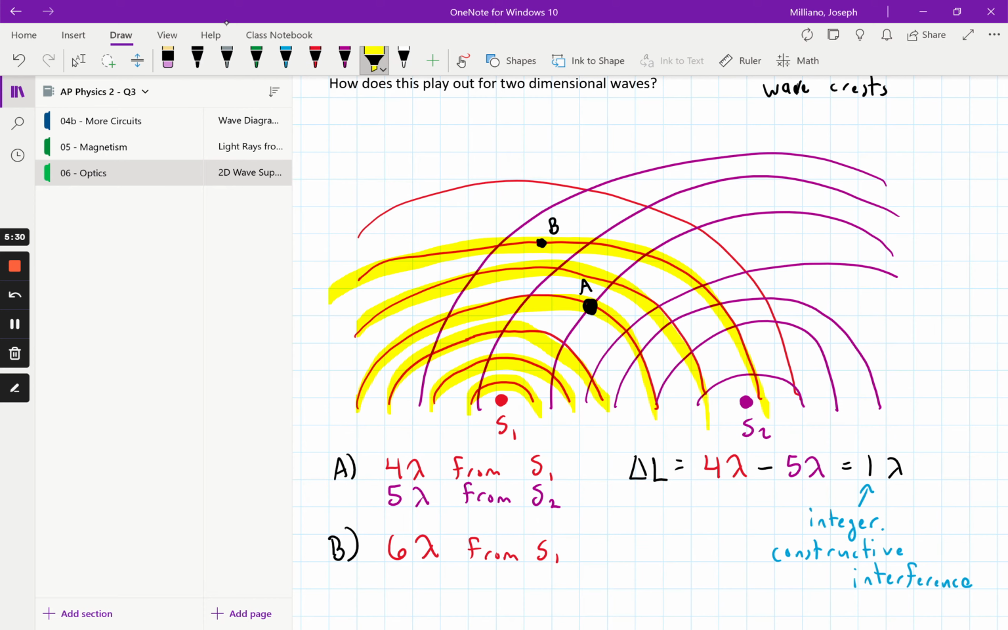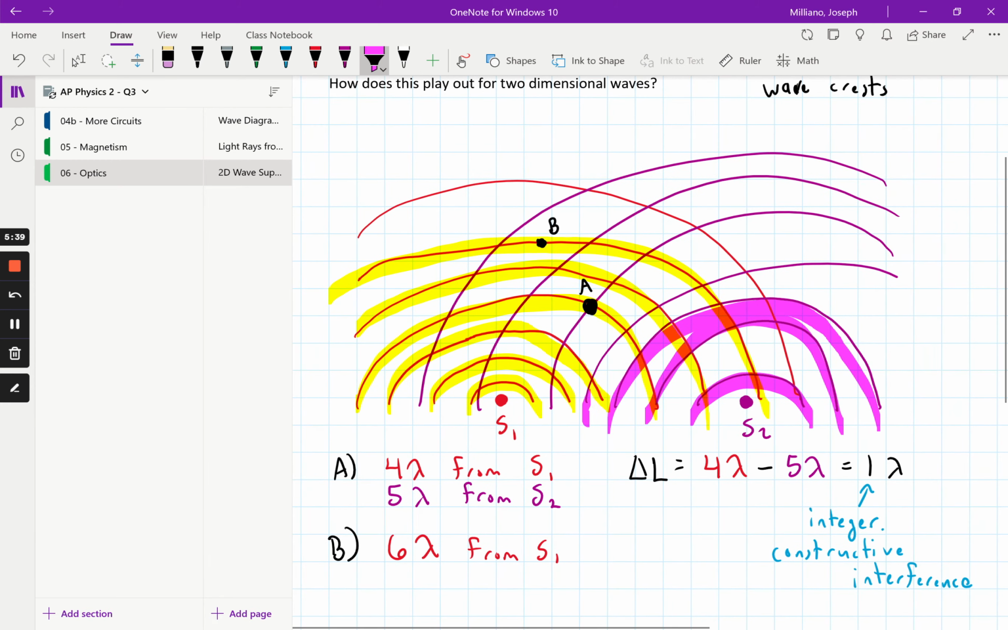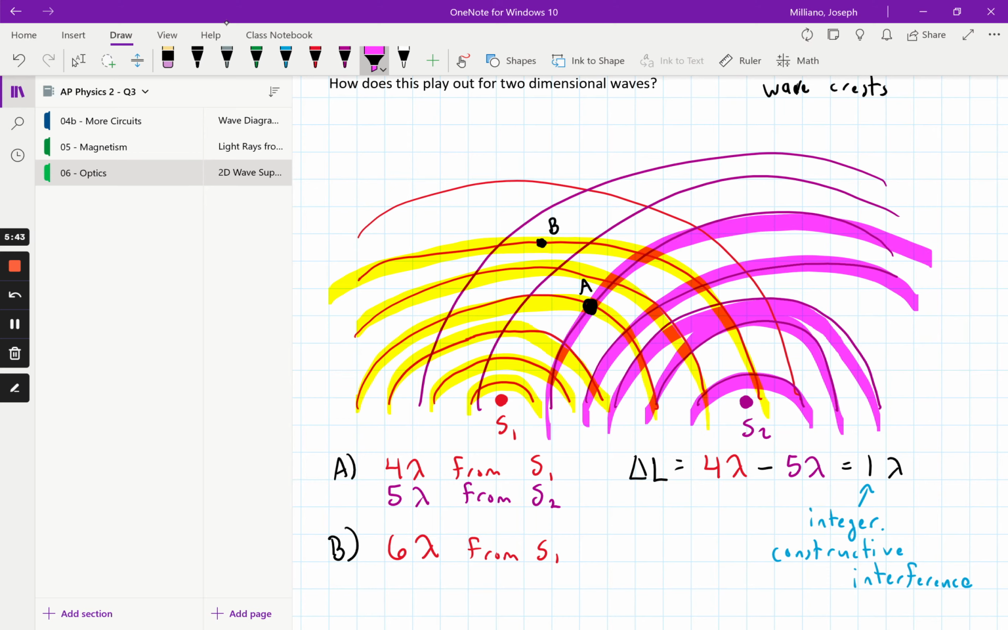How about source 2 now? Looking at source 2, we are 1, 2, 3, 4, 5, 6, and we're not quite at 7. We're actually in between. So we're actually 6.5 wavelengths from S2.